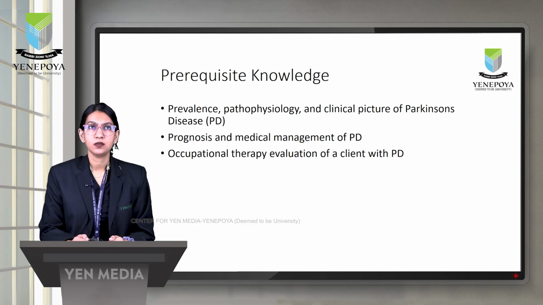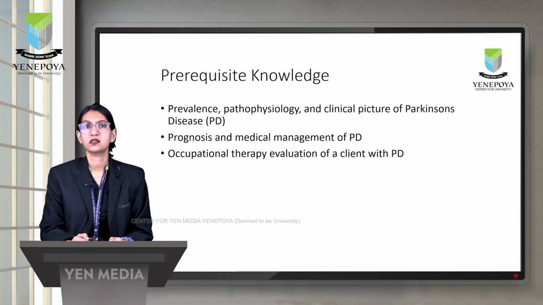Before we start the session, this is what you need to know. Firstly, you need to know the prevalence, pathophysiology and clinical picture of Parkinson's disease. Then you need to have a good knowledge of prognosis and the medical management of Parkinson's disease. Finally, you need to know in detail how to perform an occupational therapy evaluation of a client with Parkinson's disease.